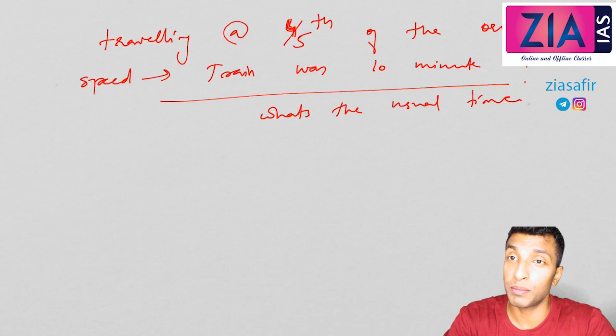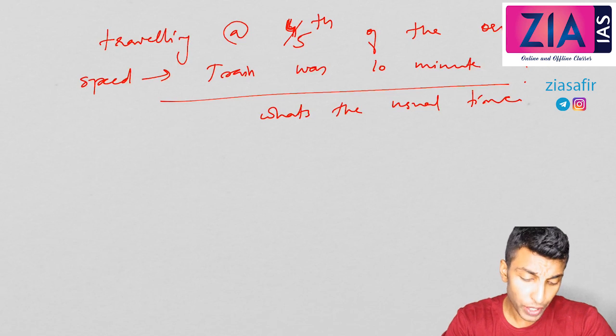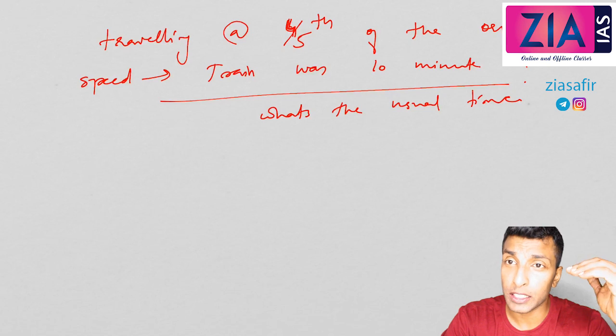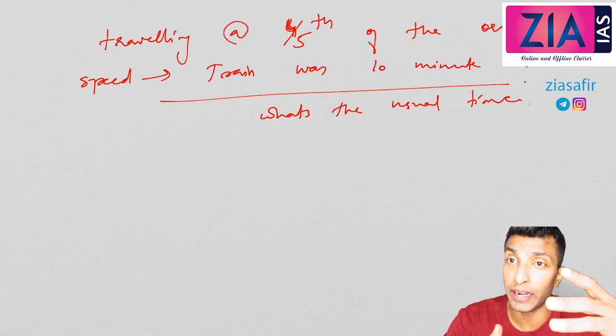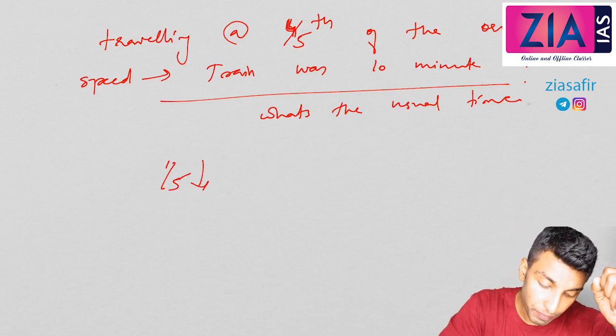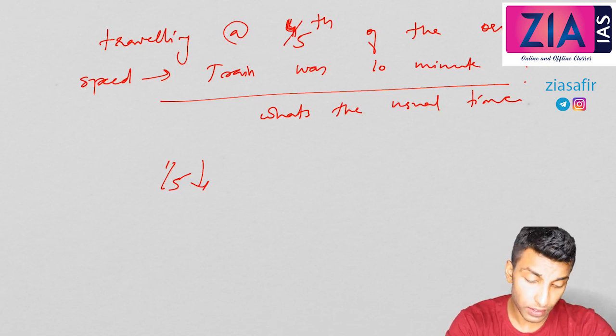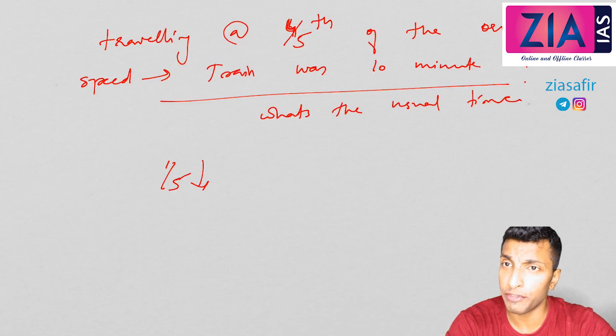Once I have discussed a concept, it is applicable across topics, and you will be in a position to use it in many questions. So here, the train is traveling at 4 by 5th of the speed. That means the speed is reduced. How much reduction is there? 1 by 5 reduction, that's why you're traveling at 4 by 5. 1 by 5, or 20%. We will directly write it as 1 by 5, because we need it in that format. So 1 by 5 is the reduction.